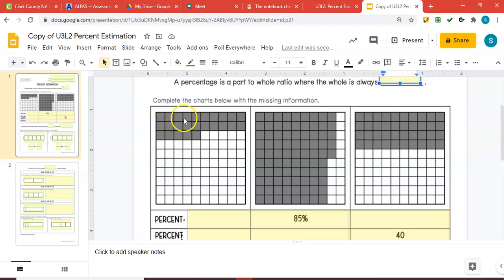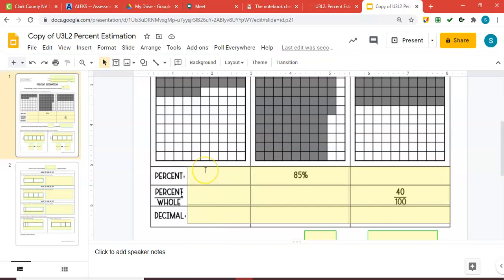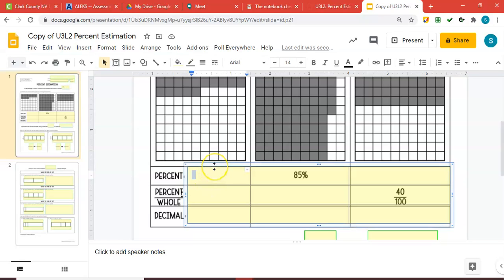Good. Now, first thing we want to check is that this is actually 100. So we have 1, 2, 3, 4, 5, 6, 7, 8, 9, 10 by 1, 2, 3, 4, 5, 6, 7, 8, 9, 10. So it is 10 by 10. That is definitely 100 blocks. So that's 10, 20, 1, 2, 3, 4, 5. So that is 25 out of 100, which by our definition is 25%, right?